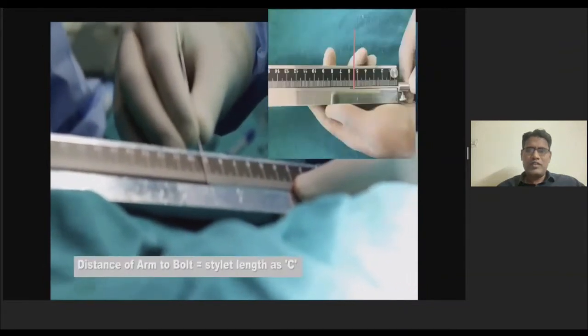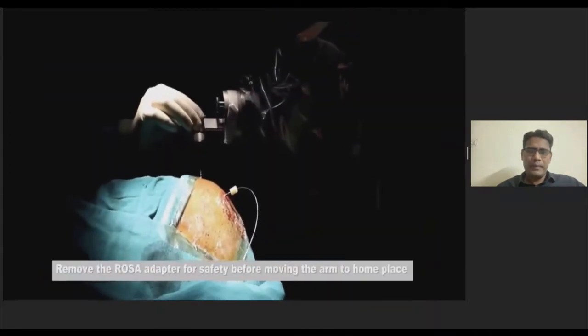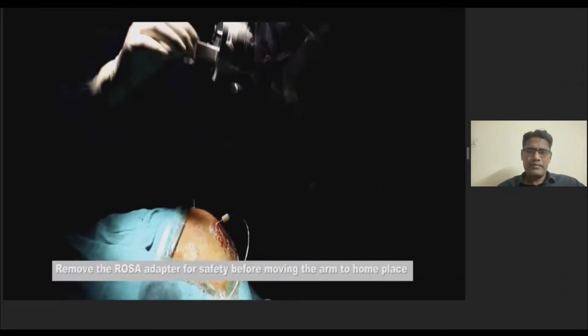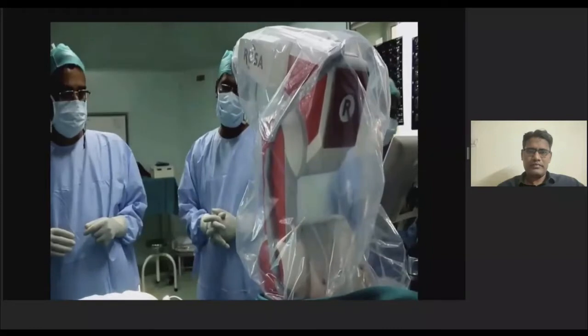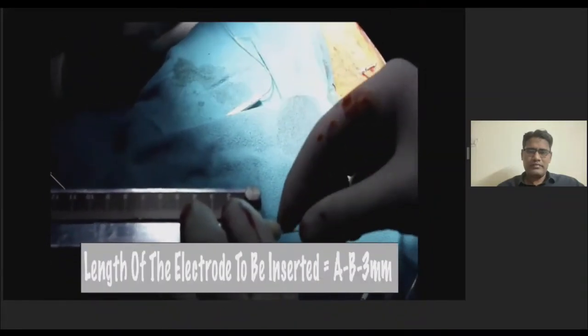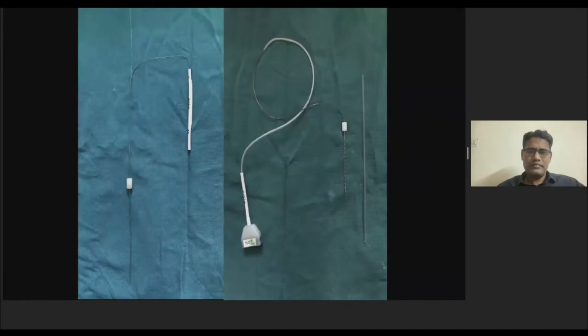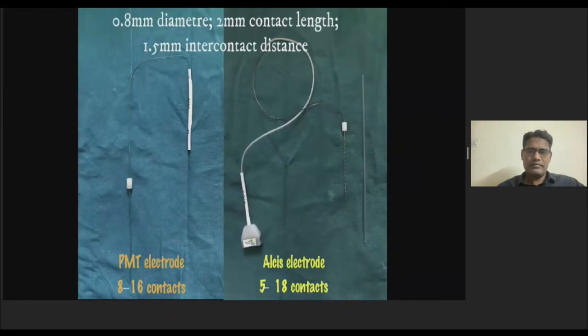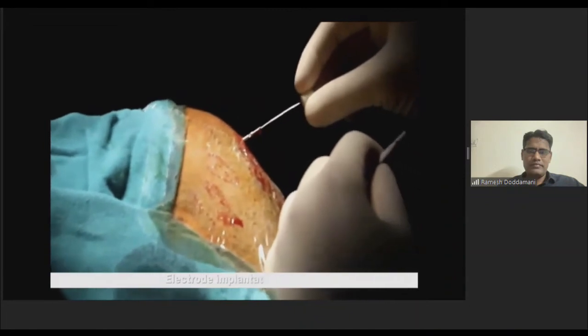So this is how the length of the electrode to be inserted is calculated. The length of the SEEG electrode to be implanted is calculated by subtracting distance B from A, also minus 3 mm, to account for the three turns of the cap over the anchor bolt. A variety of electrodes are available commercially, capable of simultaneous recording, stimulation, and radio frequency lesioning if required. The appropriate length of the electrode is then inserted through the anchor bolt.